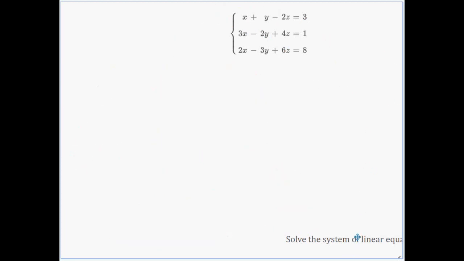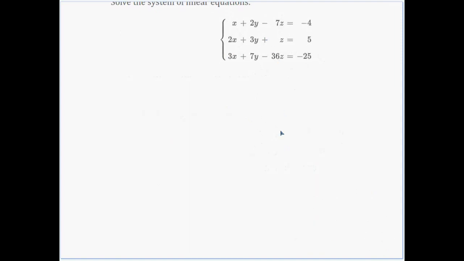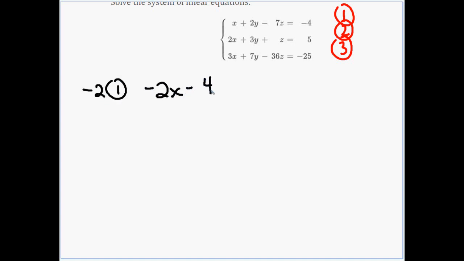All right, let's bring this one up. So let's see here. I'll just label these 1, 2, 3. And of course, I like to go after the x's first. So I'm going to do negative 2 times equation 1. I'll distribute a negative 2 across there. So there we go. And I'm going to add that to equation 2 as it is.